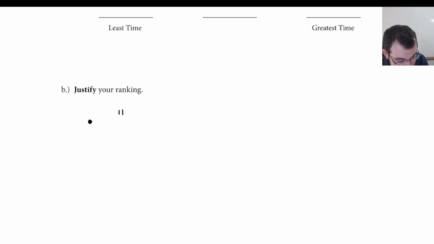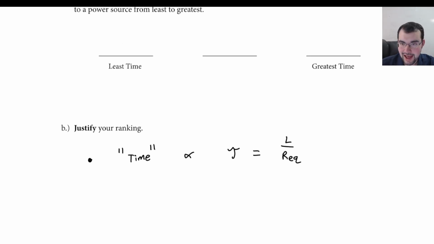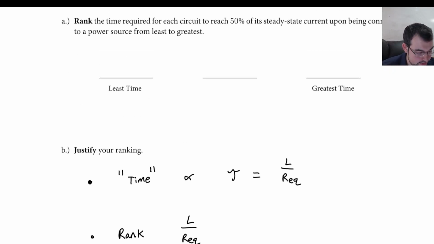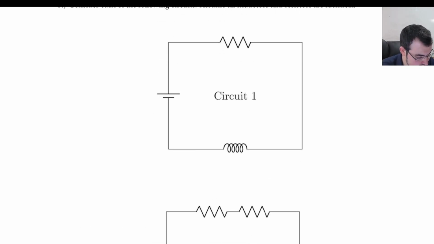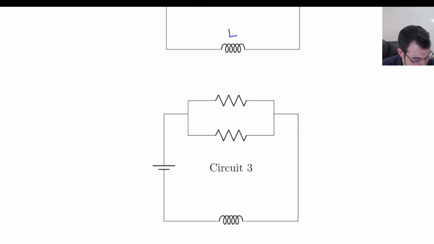So we know that anything regarding time is going to be proportional to the time constant, which in this circuit is L divided by R. So it's an L over R circuit. So we're just ranking L divided by REQ for each. All right, so all of the inductors are L in this. So this is easy. L, L, L.